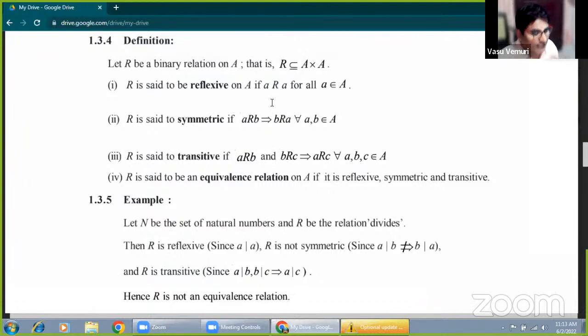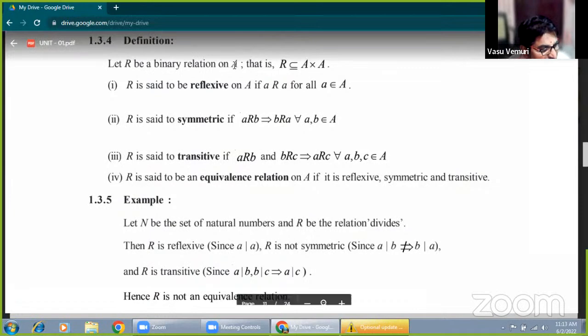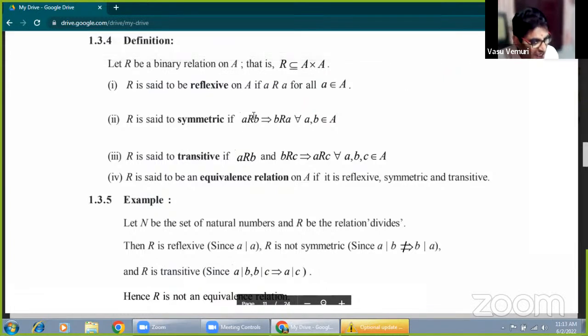Now, let R be the binary relation on capital A, defined from A cross A. What is the binary relation on A? R is the relation from A to A, where small a belongs to capital A, that is, a is similar to a. And R is said to be symmetric: R being the relation from A to B implies R is the relation from B to A. In particular, a similar to b implies b similar to a. That is called the symmetric part.